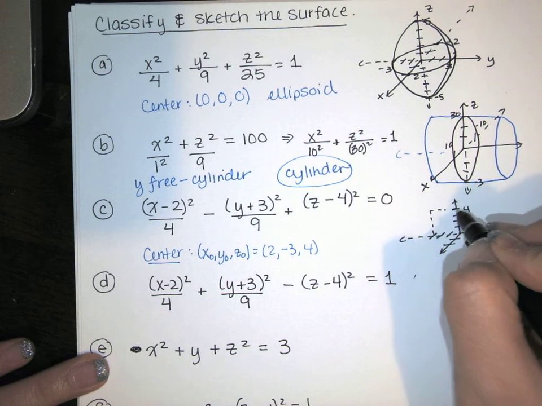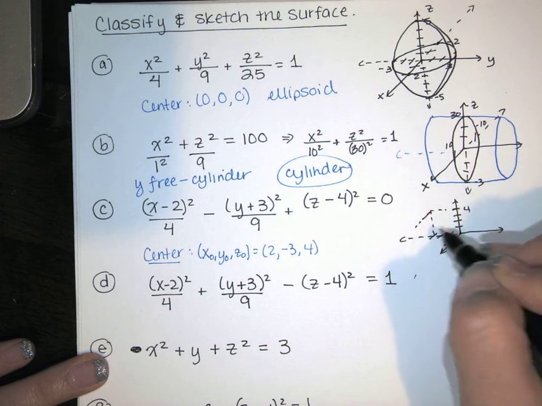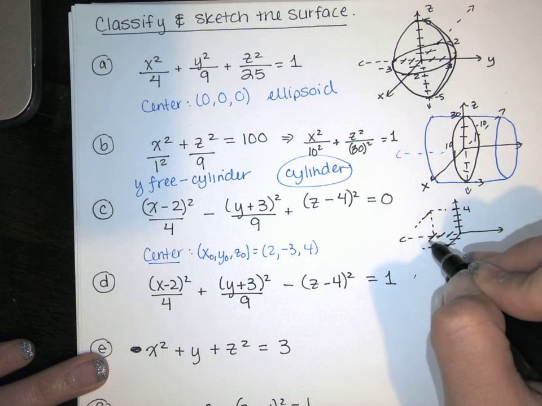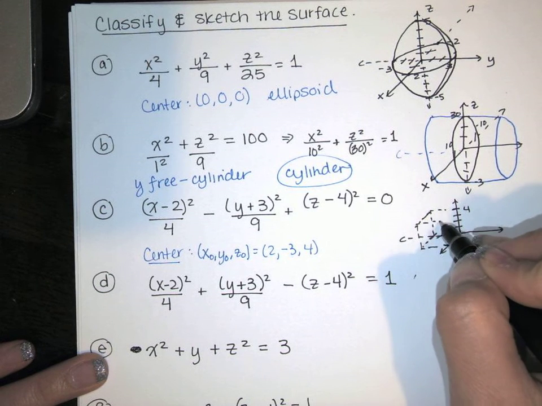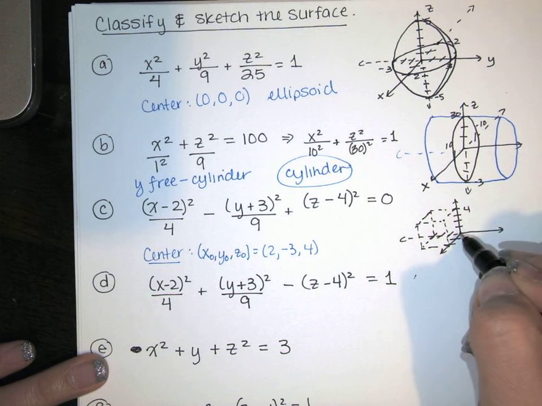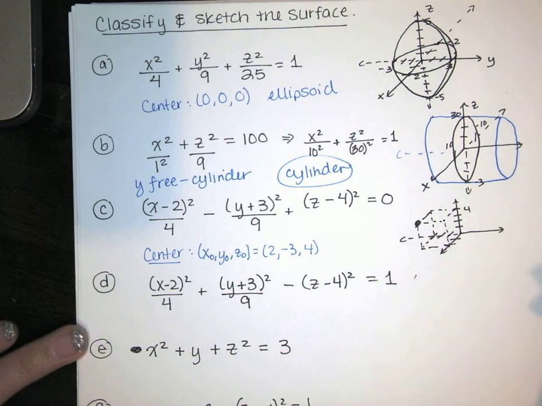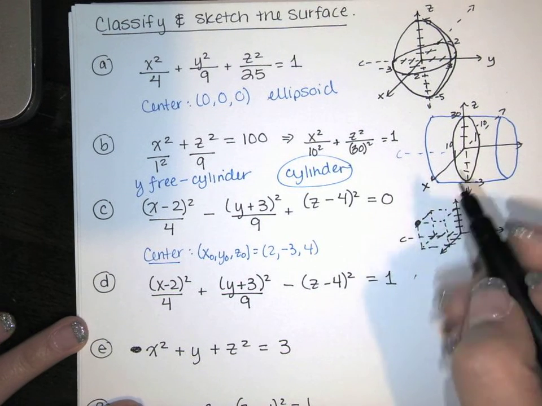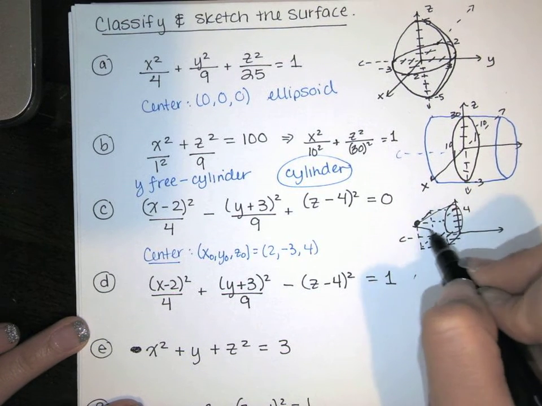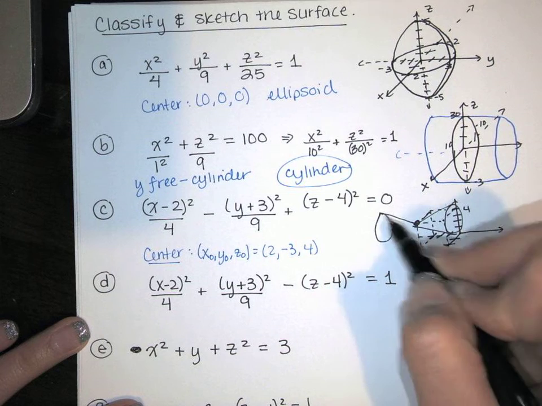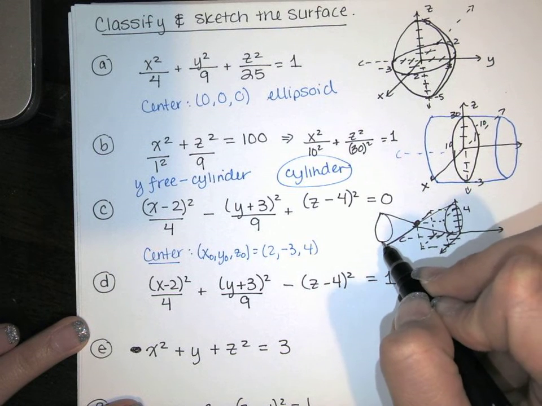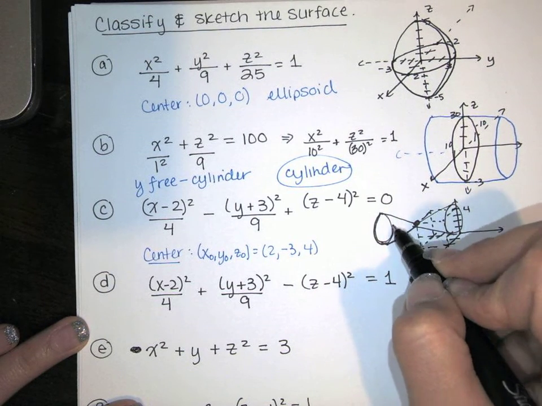Draw a rectangular box. We just do the best we can. It doesn't have to be perfect. So we go 2, -3, 4. And we're going to have a cone that opens in the y direction. So I'll just draw it like this. It doesn't have to be perfect. I always say that over and over again.